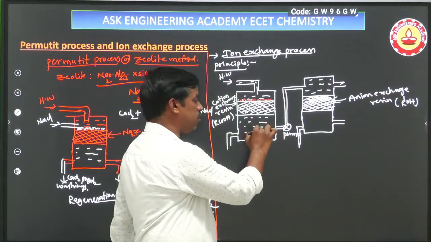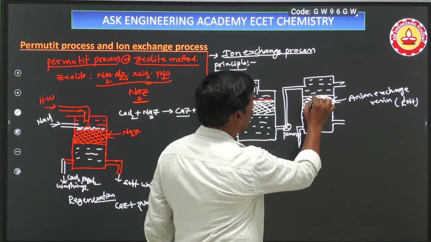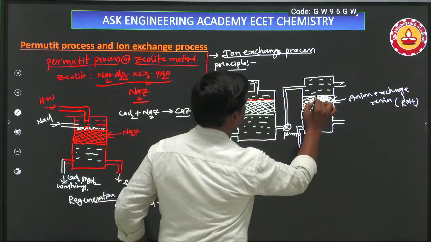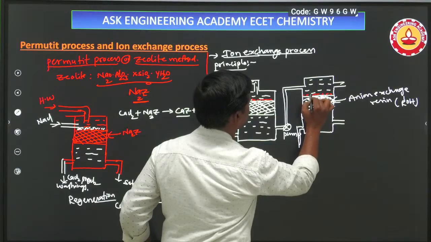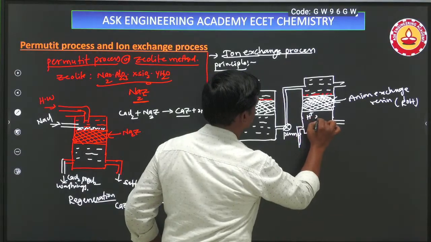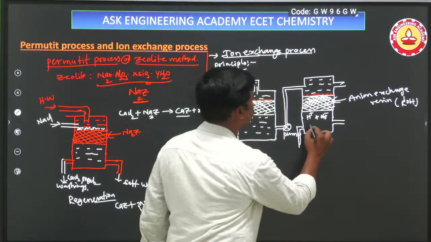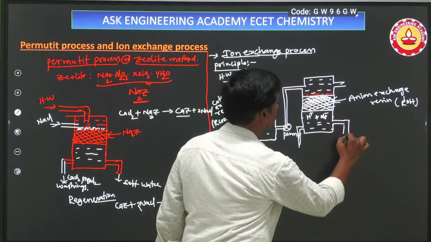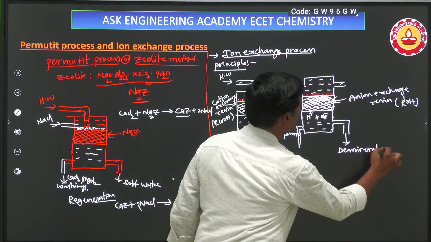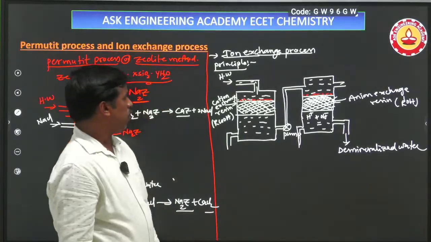The remaining water, with anions and H plus, enters the second tank with the help of a pump. Here all anions are going to stop on the surface of this bed. Only the remaining H plus and OH minus get down. These two combine to form pure water. That water is said to be demineralized water.